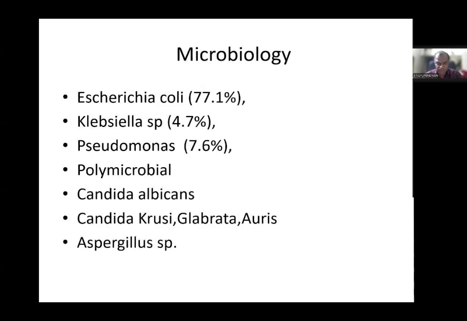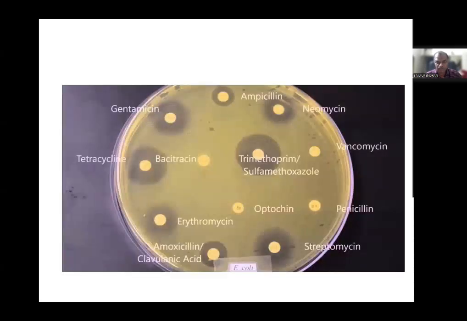Microbiology, we have had microbiology evolving in front of us. This is one of the studies from PGI where they grew E. coli in 77% of the patients, Klebsiella in 4.7, Pseudomonas in 7.6, polymicrobial, albicans, glabrata, and auris, aspergillus. All of them were grown from the culture. So we have been evolving.